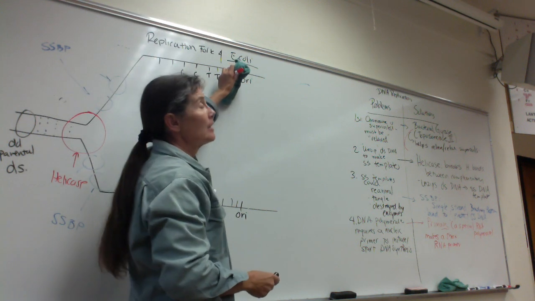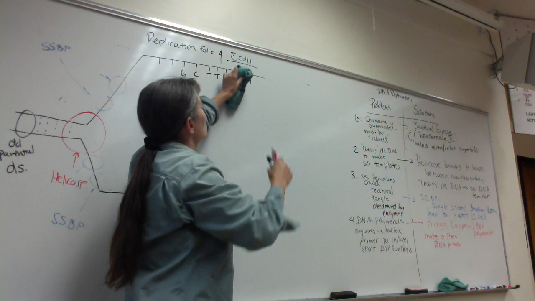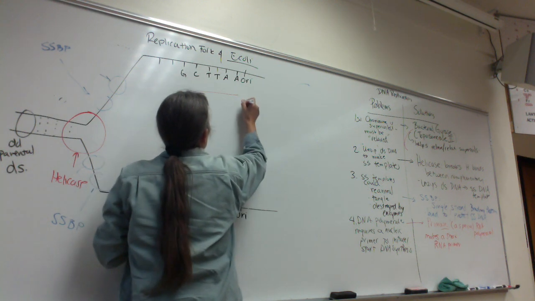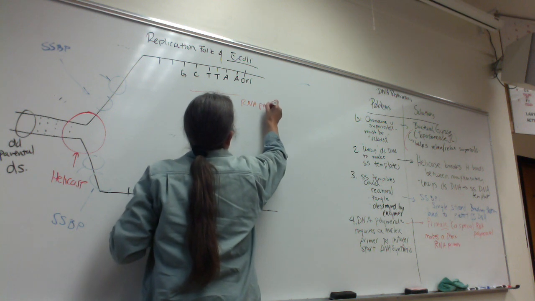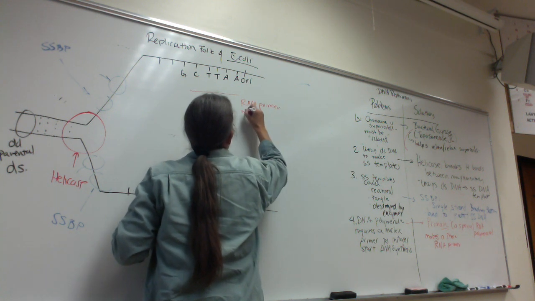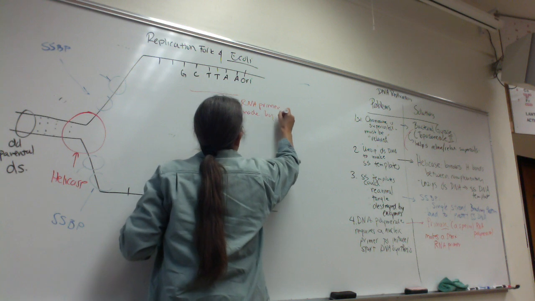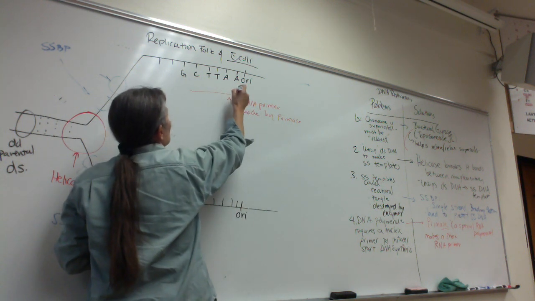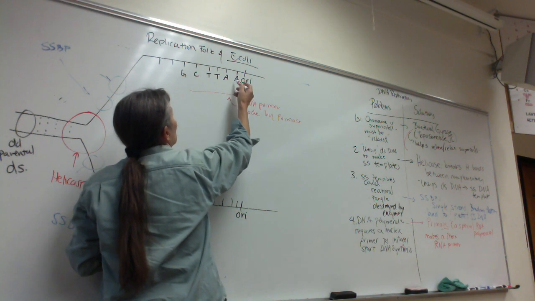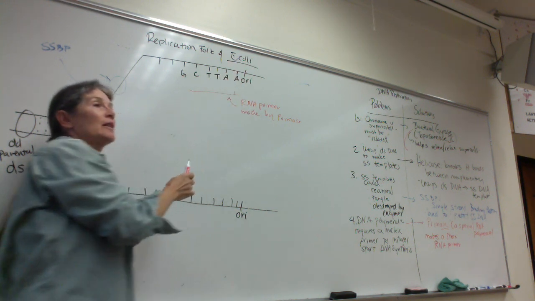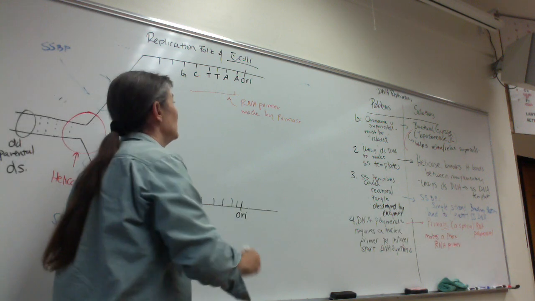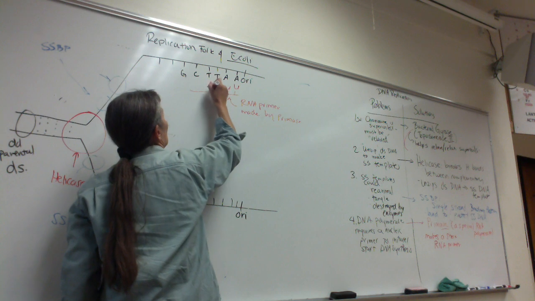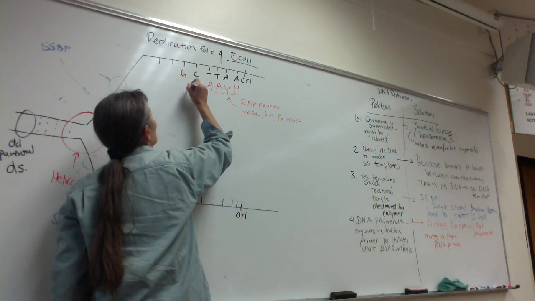Primase is going to bind, and it's going to start synthesizing a short RNA primer. Let's put the RNA primer in red. Okay, and this was made by primase. So, folks, what would the base sequence be of our RNA primer? Okay, so it's using the single-strand DNA as a template, as a guide. So U, A, G, C. Good.